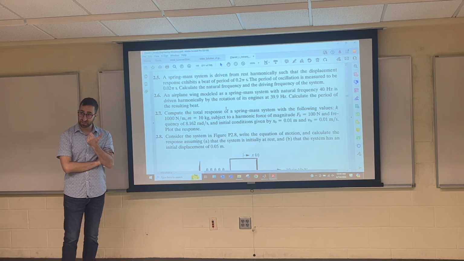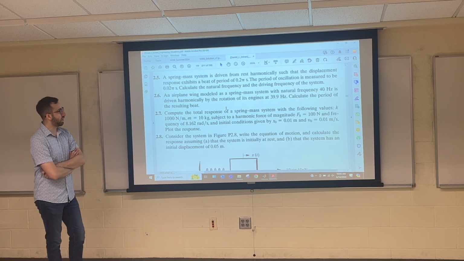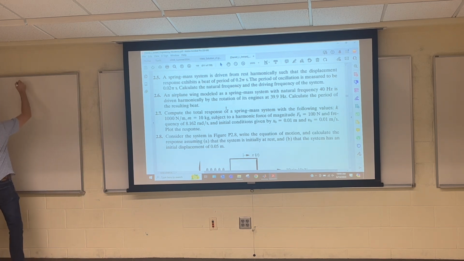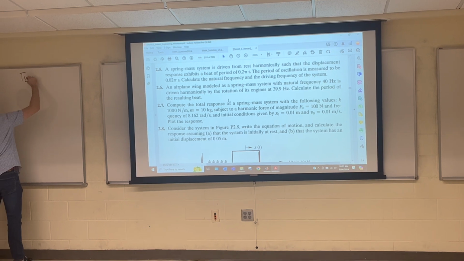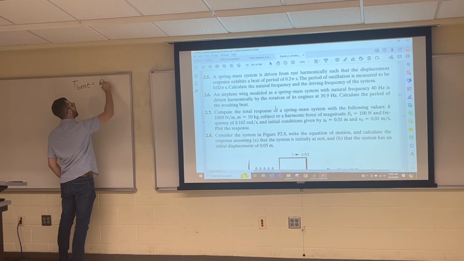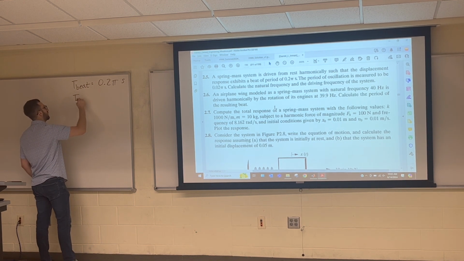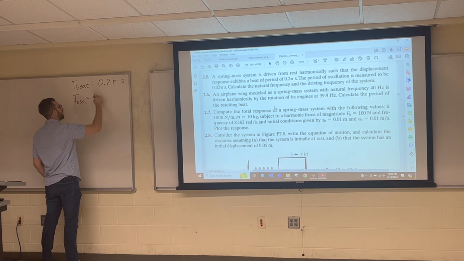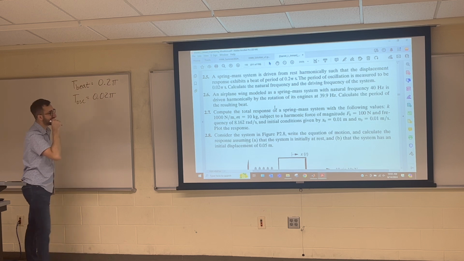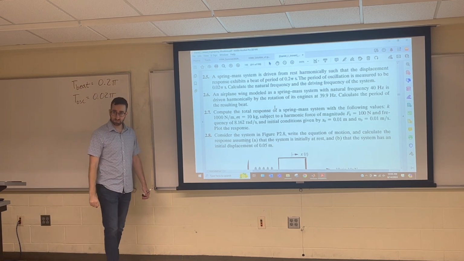So this is a period that's given to us related to the beat. And then it gives us the period of oscillation, which is 0.02 seconds. So we have, I'm just going to write down T beat. That is 0.2 pi. And you have T oscillation, which is 0.02 pi. Those are seconds. And we want to find the natural frequency and the driving frequency of the system.